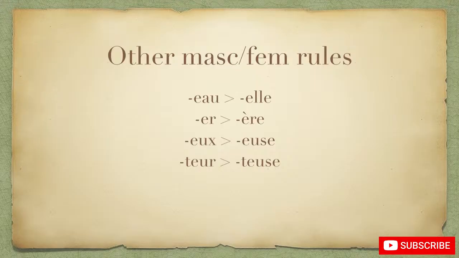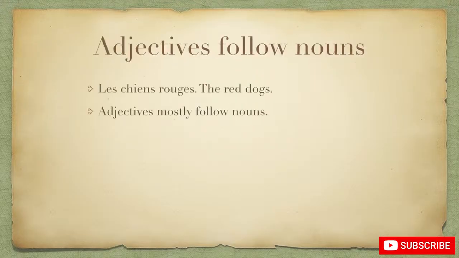So, word order. Where do adjectives go in a sentence? In English, adjectives usually come before the nouns. For example, the red dogs, the big TV, the little cup. So the adjective, the descriptive word, most of the time comes before the noun.